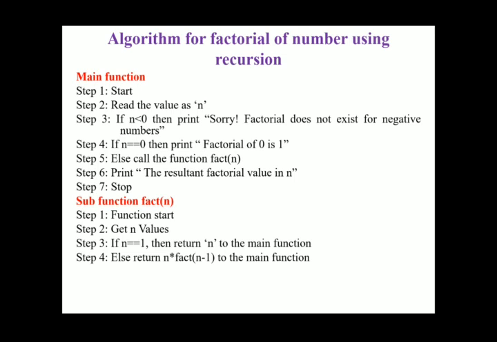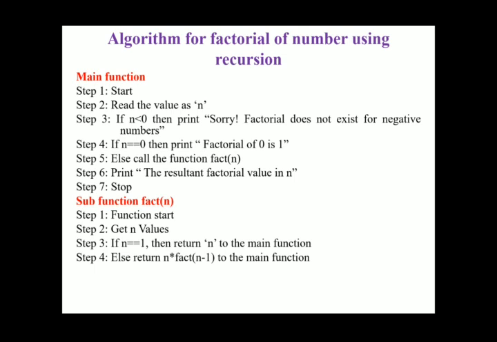In step 5 we are calling the subfunction with the name fact of n. That is, we are passing the value 5 in the variable n to the subfunction. So now automatically the user defined function starts executing, and the value given in the main function is passed to the subfunction. So n is also a variable that contains the value 5. In step 3 of the user defined function we have mentioned one condition. That is, if n equal to 1, it returns the value 1 to the main function.